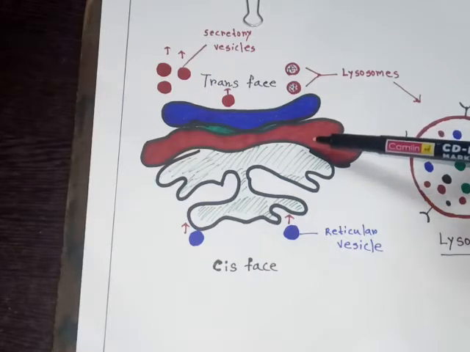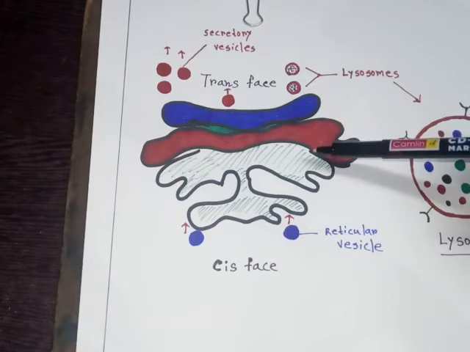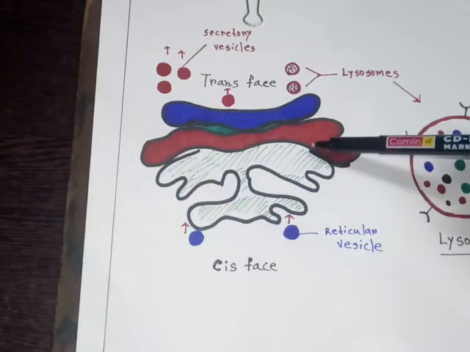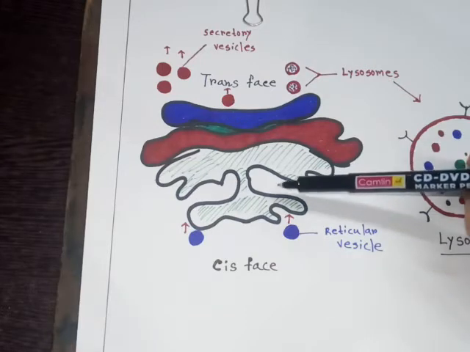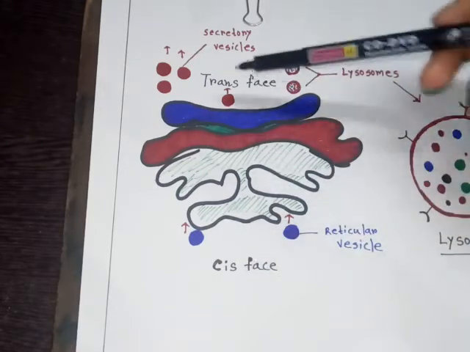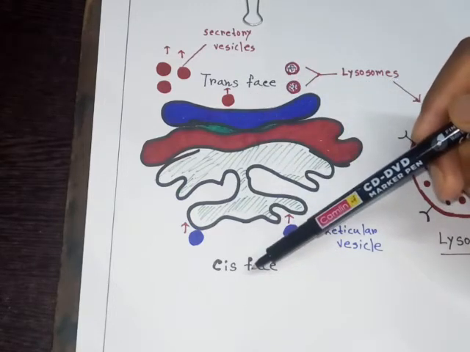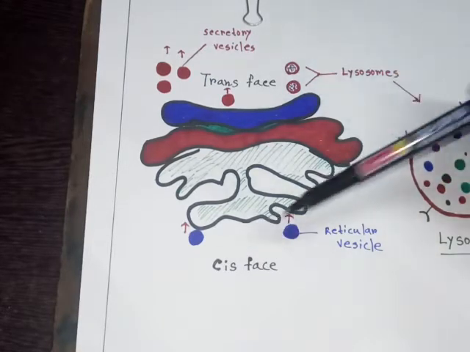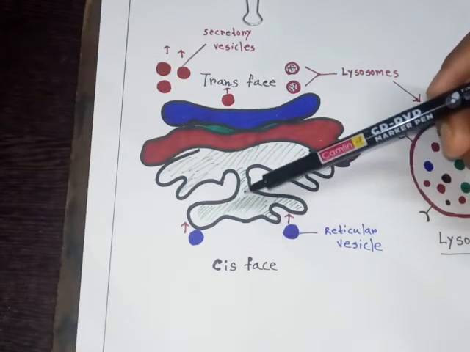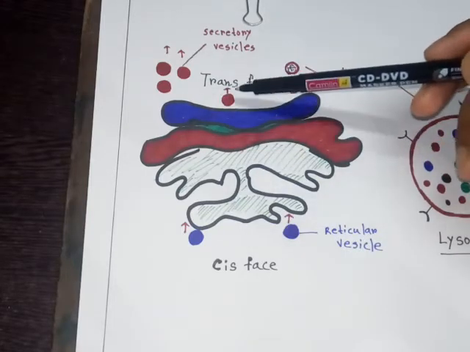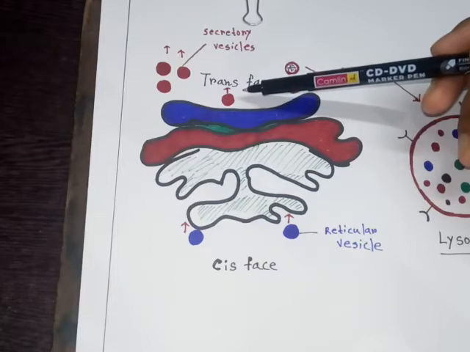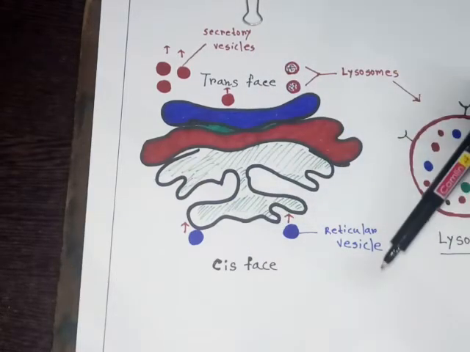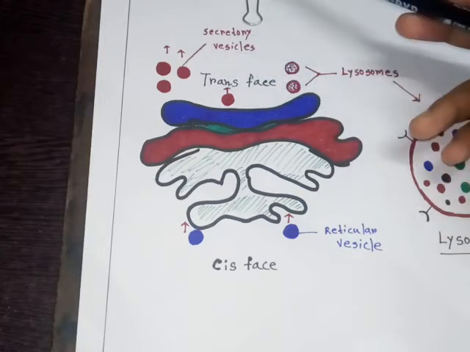This structure was first discovered by a scientist known as Camillo Golgi. Hence, this structure is called the Golgi apparatus. Okay, so we are seeing two phases. This is the cis phase and this is the trans phase. Why is it named the cis phase? It is named the cis phase because it is oriented towards the rough endoplasmic reticulum, and the trans phase is oriented towards the cell membrane. Cis means towards the rough endoplasmic reticulum, trans means towards the cell membrane.